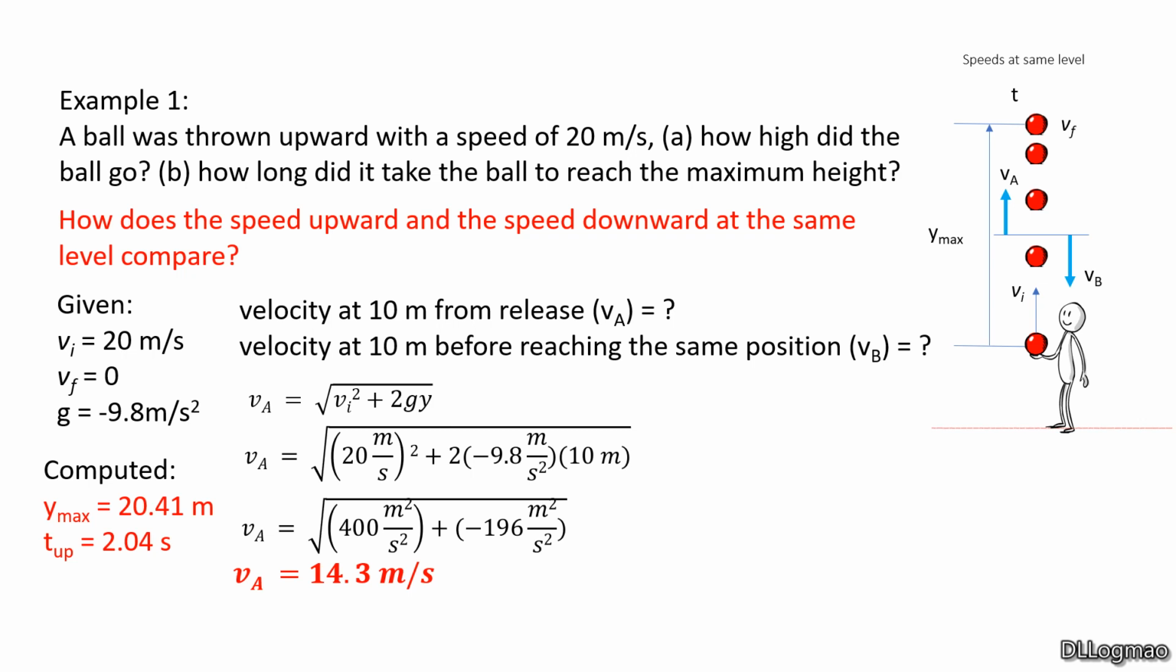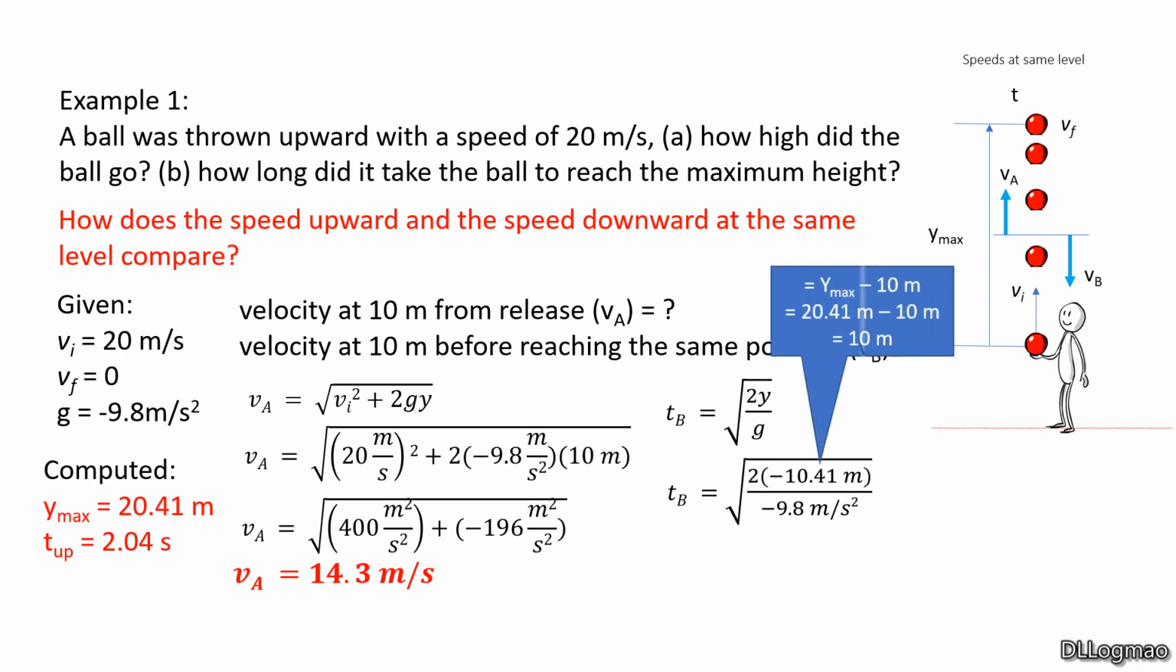Before the velocity is calculated, we have to determine first the time elapsed for the body to move downward to the same level. Time sub D equals the square root of 2y divided by g from the second equation of kinematics. Substitute the distance traveled from the highest point down, negative 10.41 meters, and negative 9.8 meters per second square.